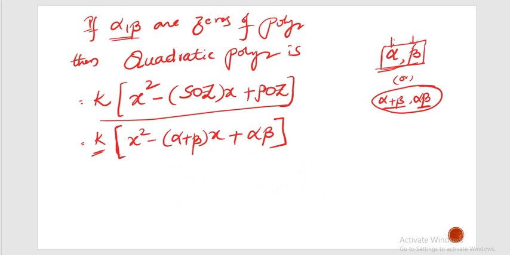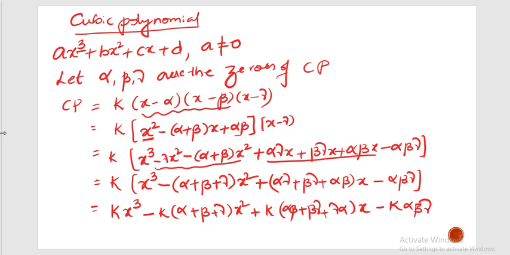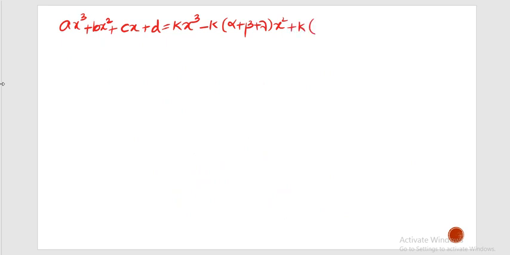coefficients, right? Now from this, if I compare the x cube coefficients, what am I going to get? If I write it again here for our convenience: ax cube plus bx square plus cx plus d is equal to k times x cube minus k times alpha plus beta plus gamma into x square plus k times alpha beta plus beta gamma plus gamma alpha into x minus k times alpha beta gamma.